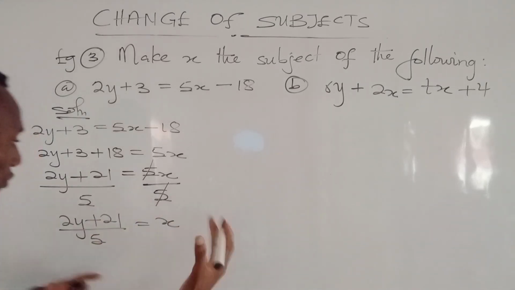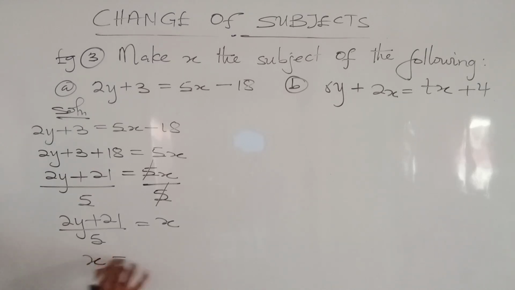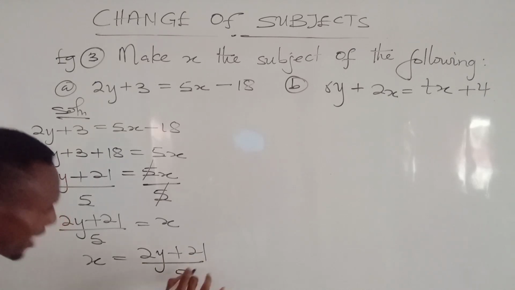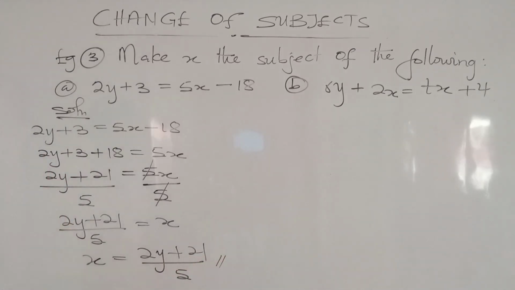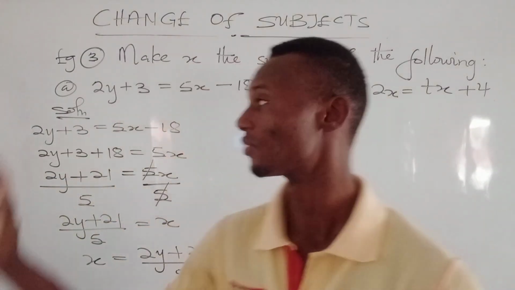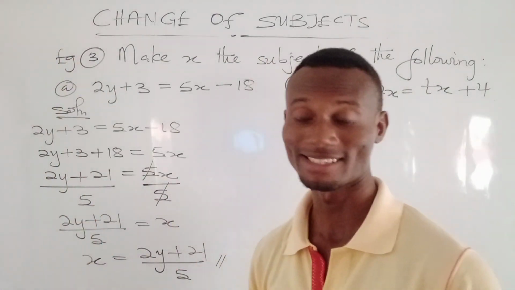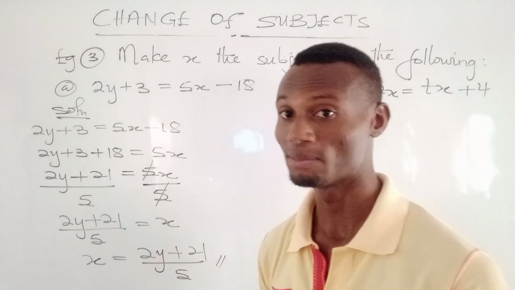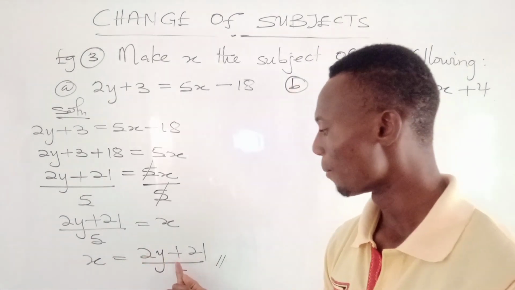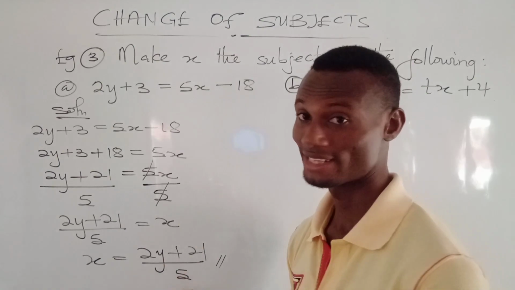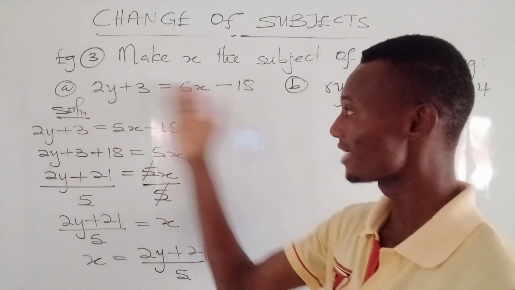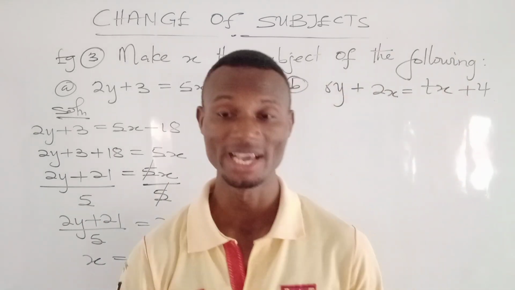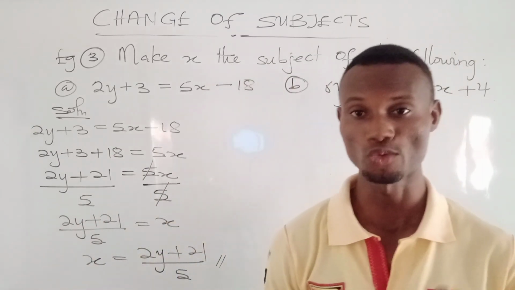Let's rewrite it as S equals 2y plus 21 all over 5, and that is our final answer for making S the subject from the given equation. You can see that S is standing alone, nothing is attached to S, so it means we've made S the subject. So that's your final answer. I hope the explanation is clear enough and you understood it as well.